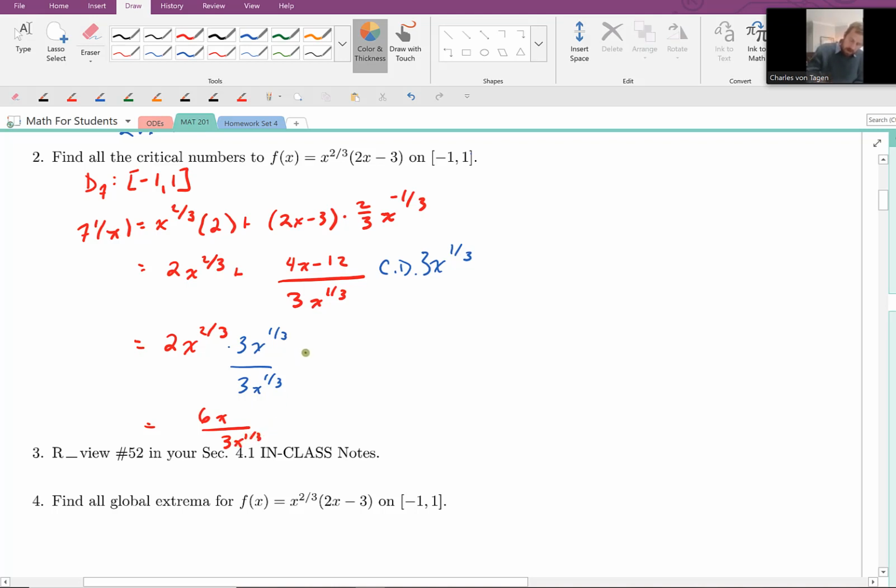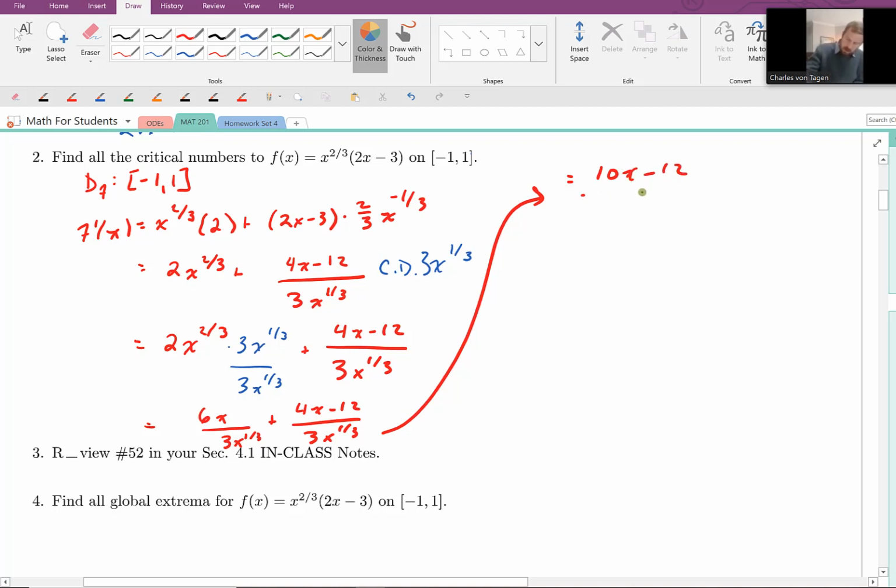The second term was already good to go, so we just had 4x minus 12 all over 3x to the 1/3. So we're going to add together those two terms now that we've got a common denominator. And what do we end up with? Well, we end up with 10x minus 12 all over 3x to the 1/3.